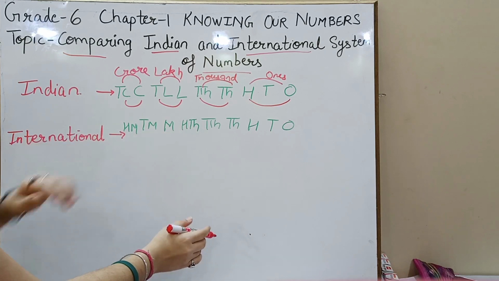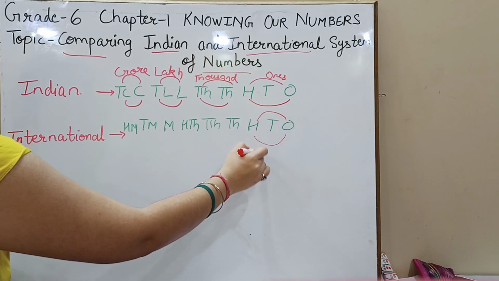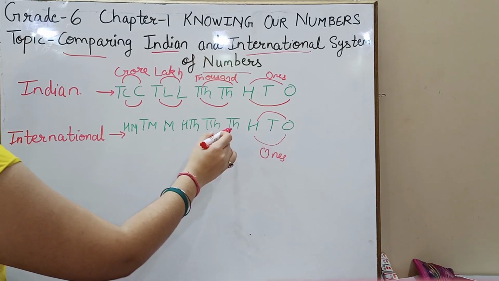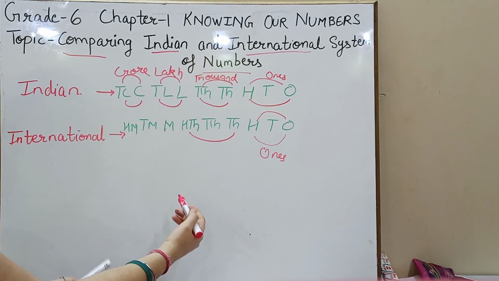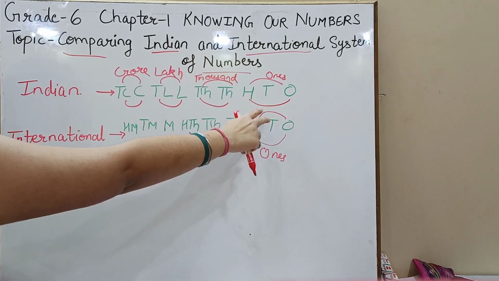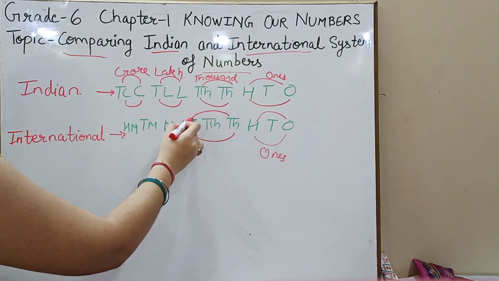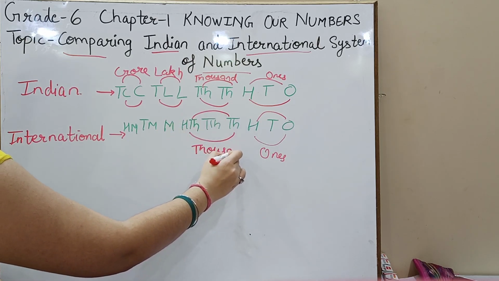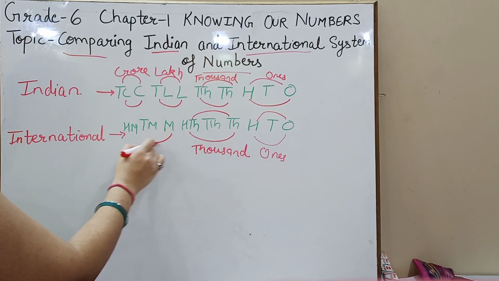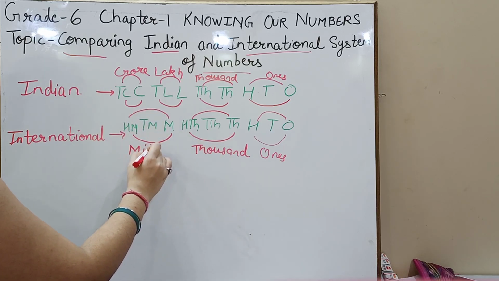When we talk about the international number system, ones, tens and 100 lie under the period of ones. 1,000, 10,000 and 100,000 lie under the period of thousands. Here the division is always 3, 3, 3. Here the division was 3, 2, 2, 2. Million, 10 million and 100 million lie under the group of millions.